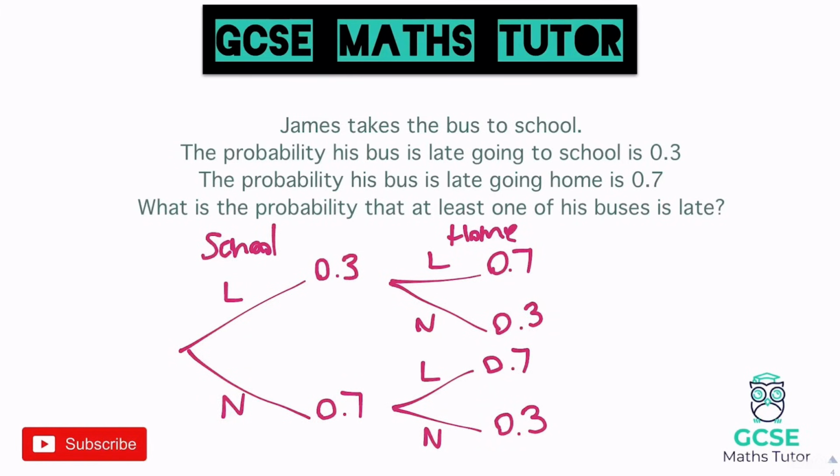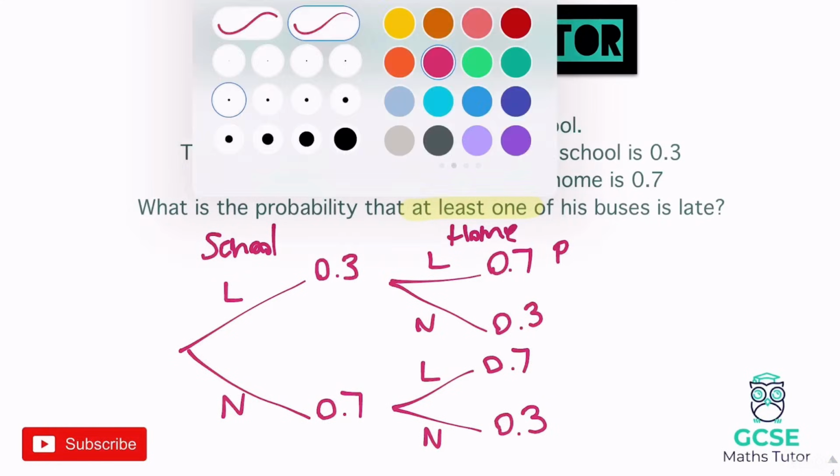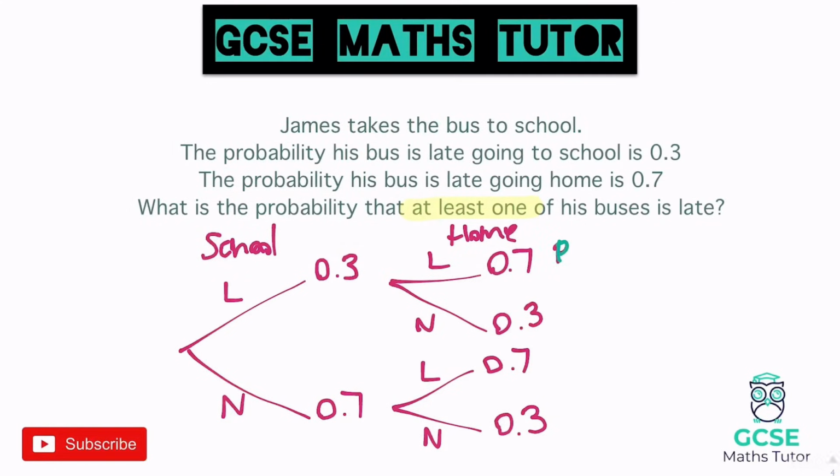Now the question says to work out the probability that at least one of his buses is late. So this time it's not just one late, it could be late on both. So we could have the probability, let's do this in a different colour, that it is late and then late. We could have the probability that it is late and then not late, that's at least one, and the probability that it is not late and then late on the second one. But not late on both is no good to us, so we don't want that one. So what we need to do is work out these 3 probabilities this time.